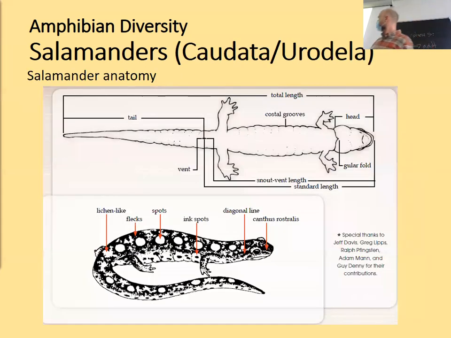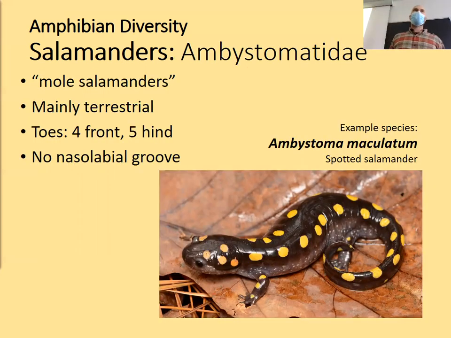They have 4 front and 5 hind toes, and they don't have this nasolabial groove, which I haven't defined yet. Is that on here? No. Okay, hold that thought, I'll come back to that. It's basically this little groove between their nostril and their mouth, where they often release pheromones associated with courtship. These guys don't have it.